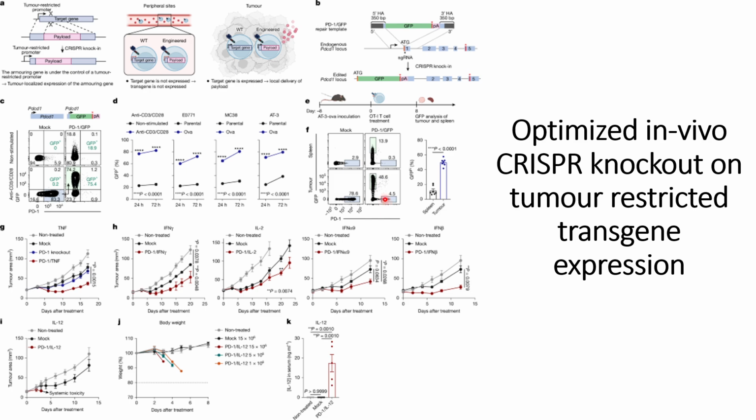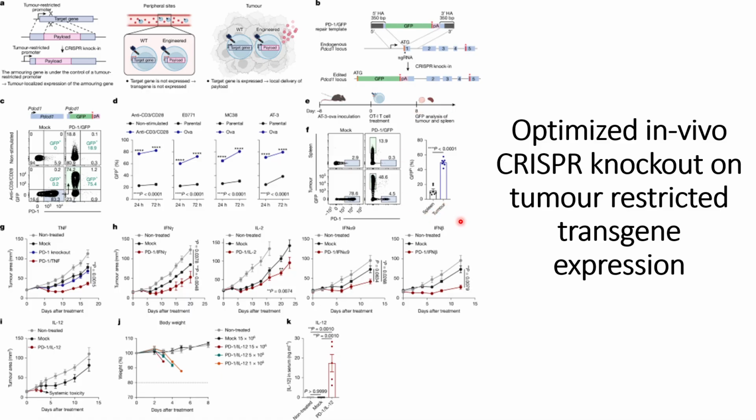So this indicates that their specificity is also good, that the expression of their target genes occurs at the site of tumors. These results are quantified on the right side of panel F, where we can see that GFP expression is high in the tumors but low in the spleen.